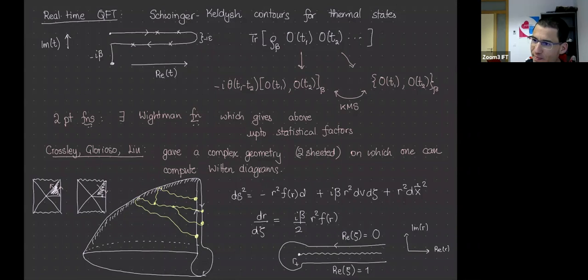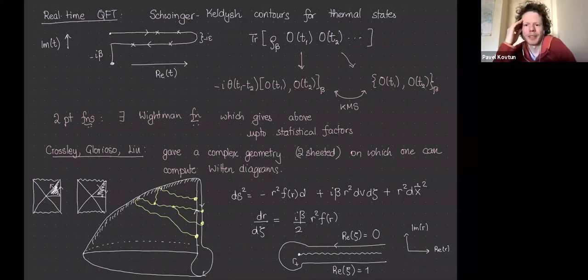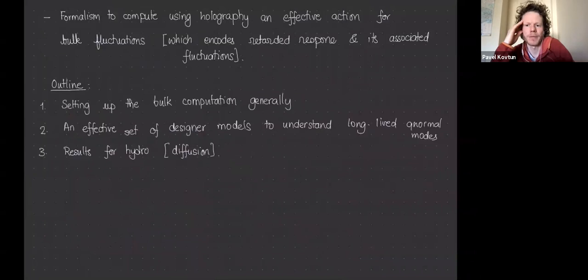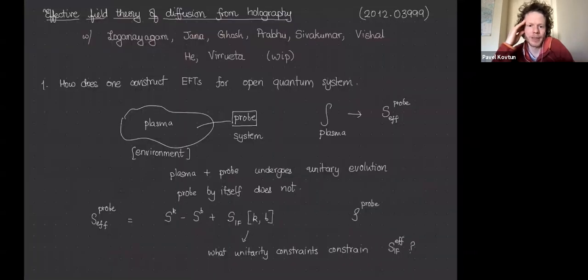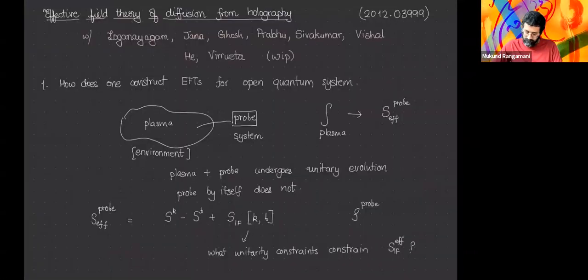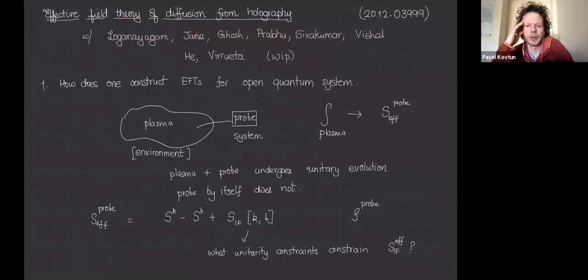Hi, Mukund. Pavel Kovtun here. I would like to go to the picture at the very beginning of your talk of an open quantum system, the probe and the environment. In normal statistical mechanics, this is the picture that is used to derive the canonical ensemble from the microcanonical ensemble.